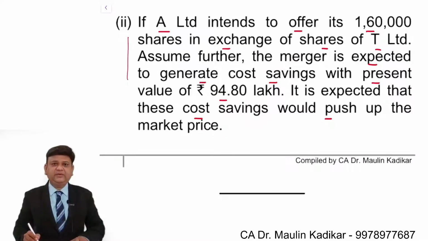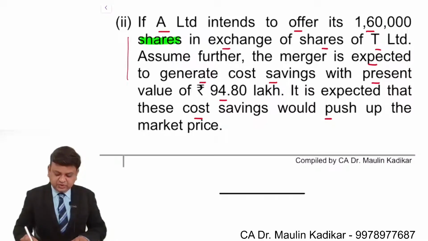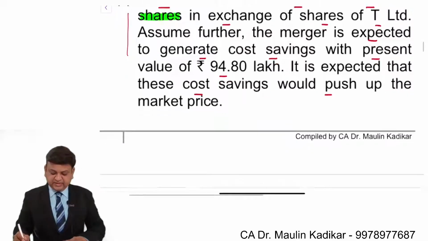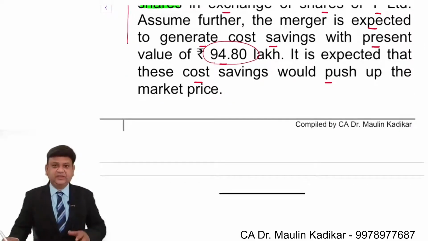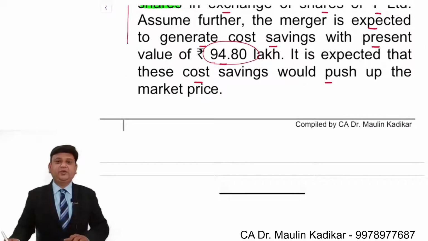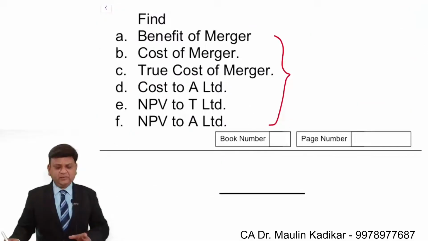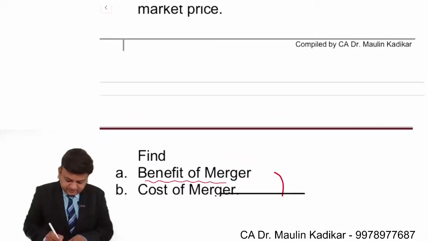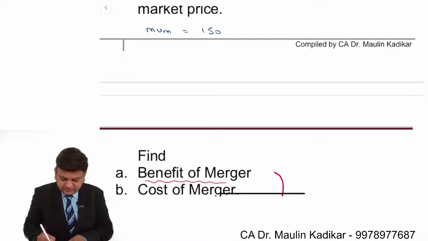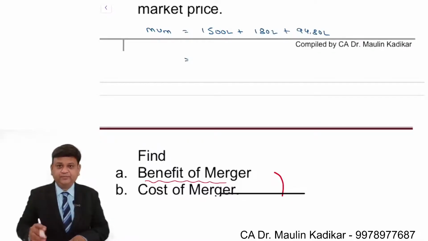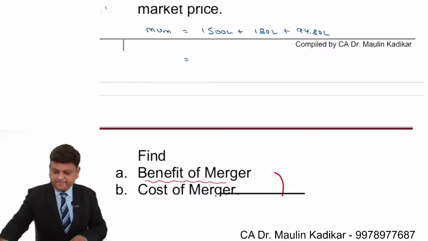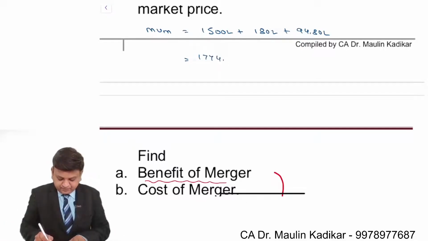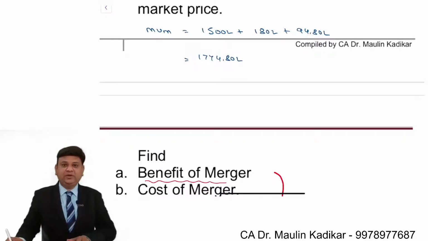In the second part of the question, I hope that everybody is clear that the consideration is discharged in form of the issue of equity shares. The question is providing the information further that there will be a savings of expenses and the present value of the same is 94.8 lakhs. The first part of the question asks what is the benefit of merger or what is the gain of the merger? In that, first of all, we usually make the calculation of market value of the merged firm. It is market value of A 1500 lakhs, market value of T 180 lakhs plus 94.8 lakhs. So the total of these 3 is an amount of 1774.8 lakhs.